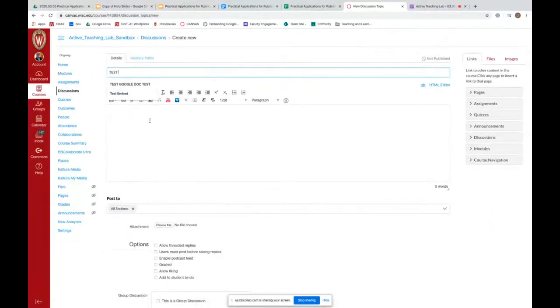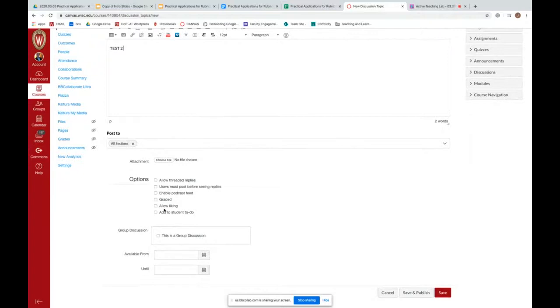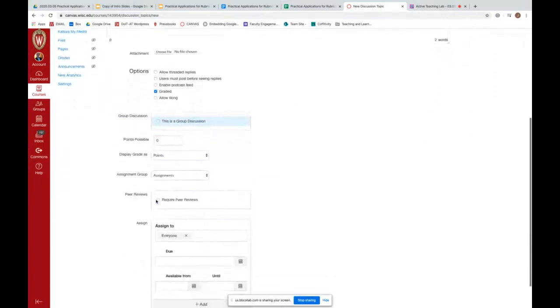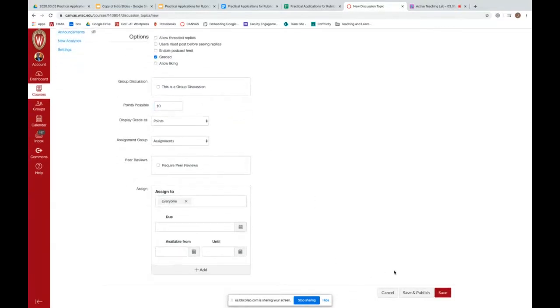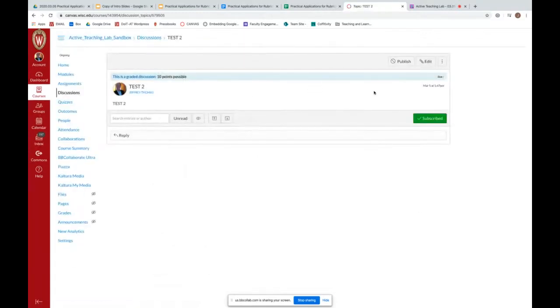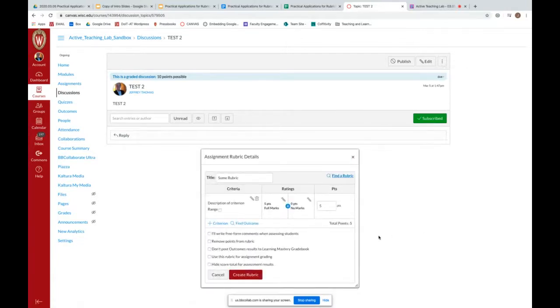So task two. And then, AG, would you mind explaining again? So creating the discussion, clicking that it's graded, right? Points possible, well, let's just say 10 points possible should be sufficient. Save. And then back onto the three dots. Lauren, do you see that? Yep. So I think I didn't have it as a graded discussion. That's why.